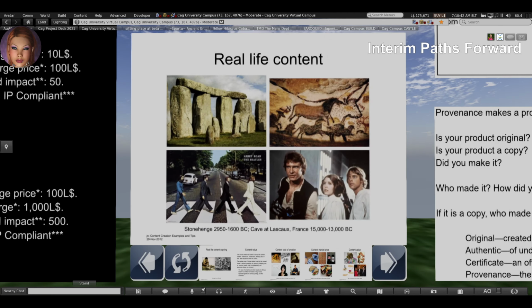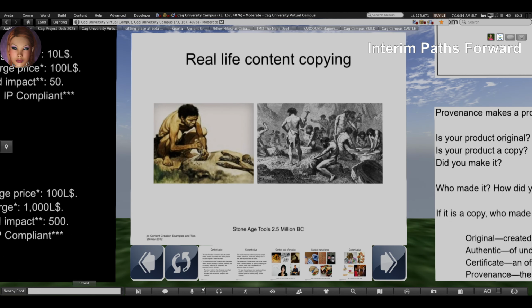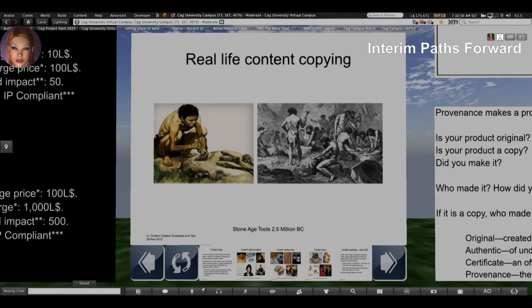So here are some examples of real life content. We have Stonehenge, which is in stone. We have paintings, which are colored pigments. We have a photograph of the Beatles and a movie of Star Wars. Even back then, content copying happened. This caveman is making a flint axe, and these cavemen are making multiple cave axes.